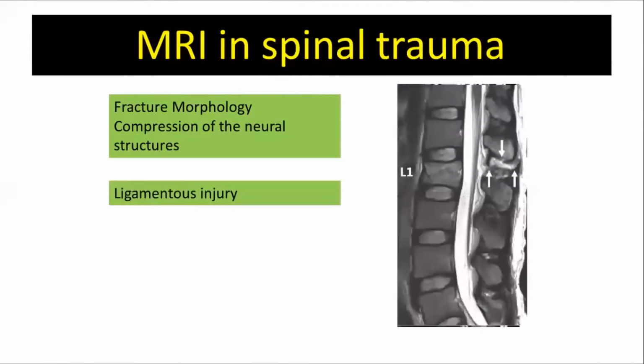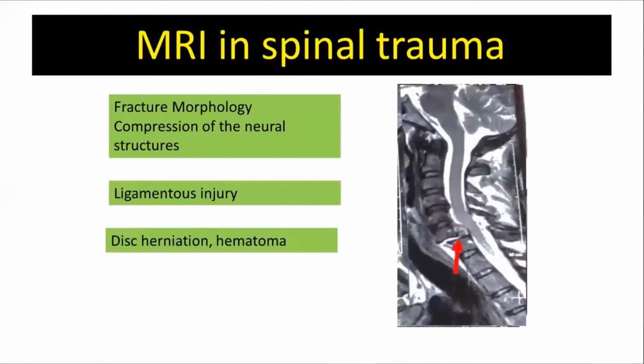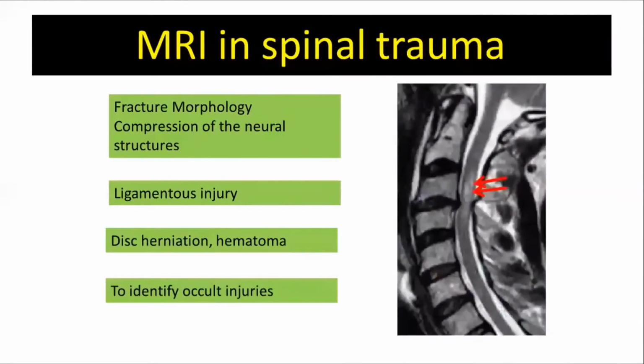Similarly, many ligamentous injuries cannot be visualized on an X-ray or a CT scan. Sometimes hematoma or a disc herniation may be causing a spinal cord compression and may not be visualized on an X-ray. And sometimes the patient may have occult injuries, so their X-ray and CT scan is normal, but MRI will show a pre-existing stenosis with a whiplash injury giving rise to a cord edema, as you can see in this image with a red arrow.